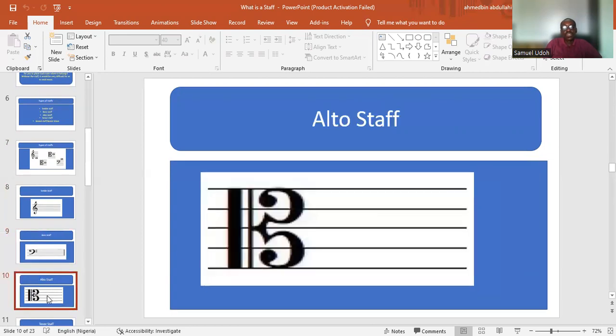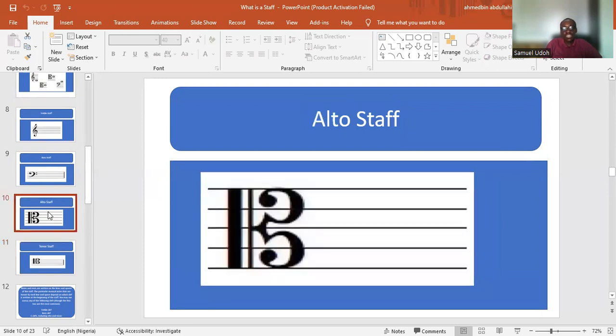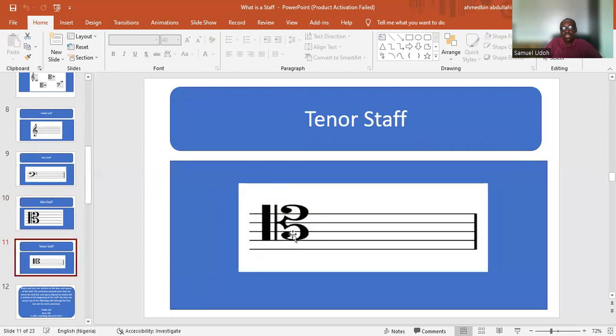Then this is the alto staff with the alto clef on the left-hand side. This is the tenor staff with the tenor clef on the left-hand side. The alto staff and the tenor staff actually look identical. The clefs for the tenor and the alto look identical. It's just the positioning that is different. This is the alto within the staff, and this is the tenor that actually overlaps outside the staff, above the staff.